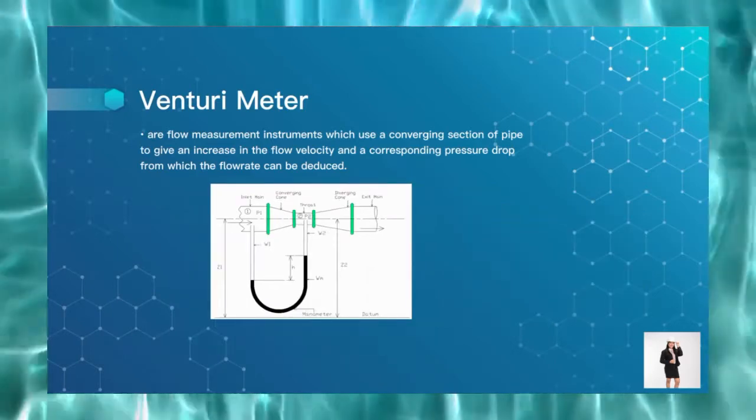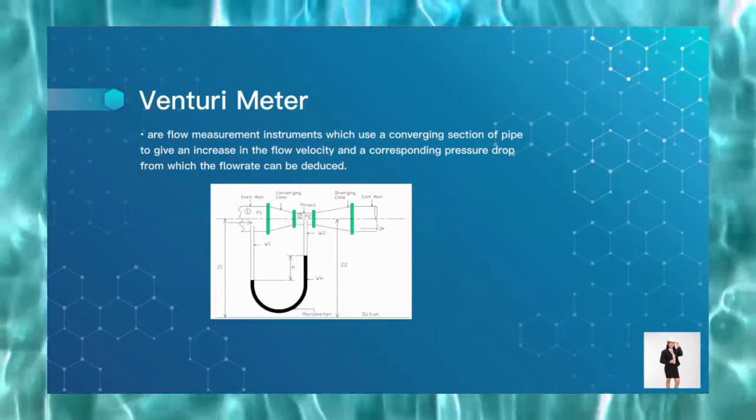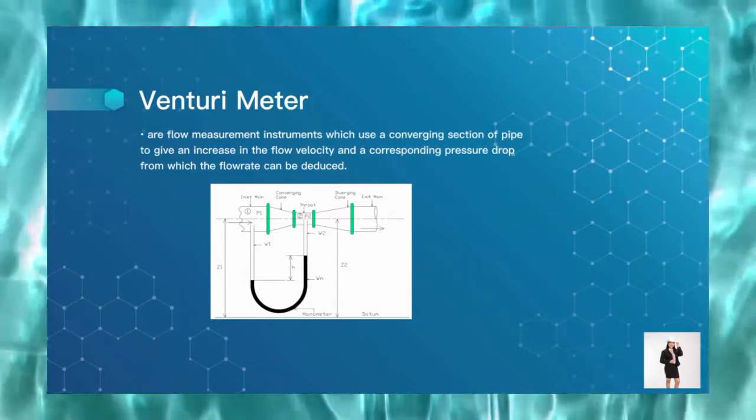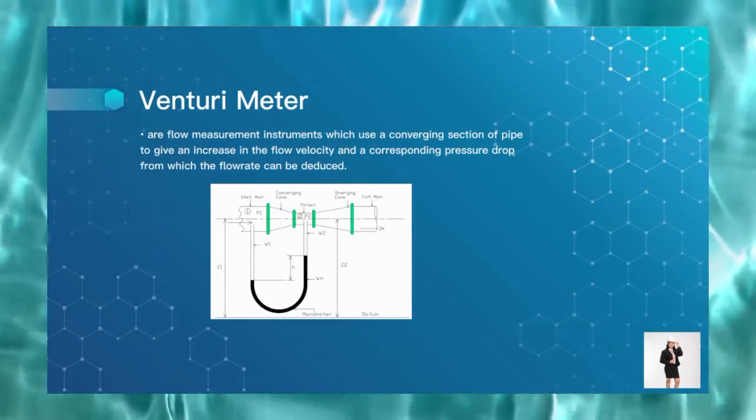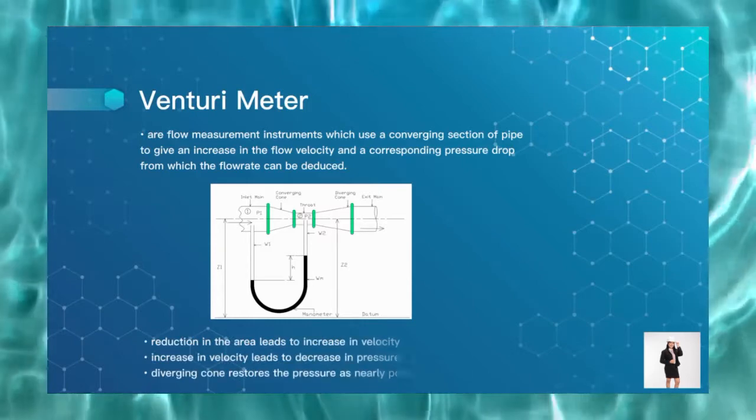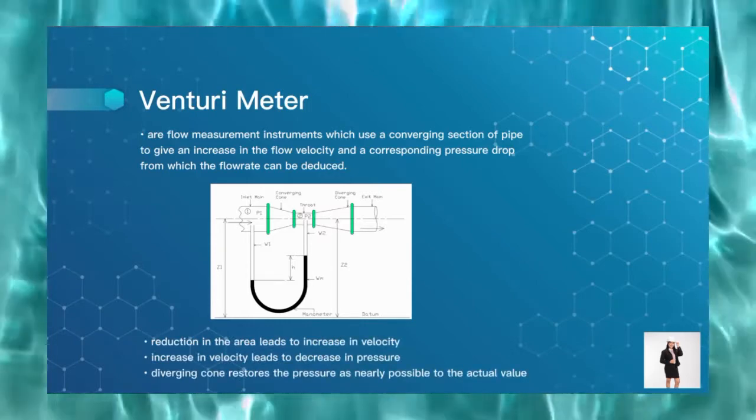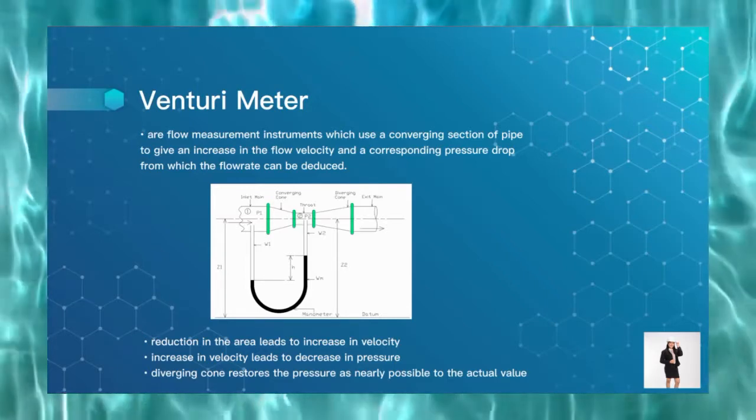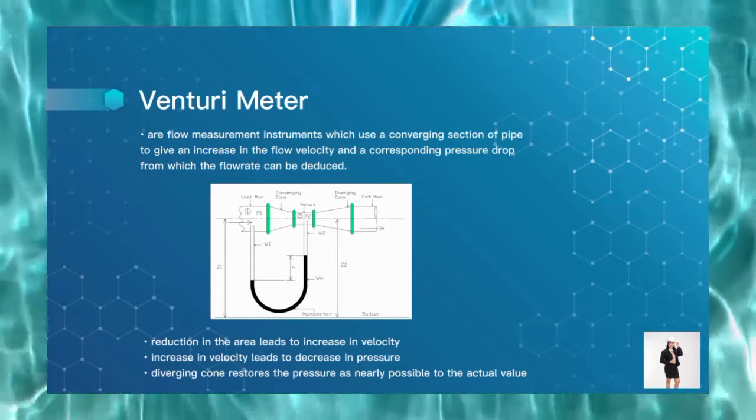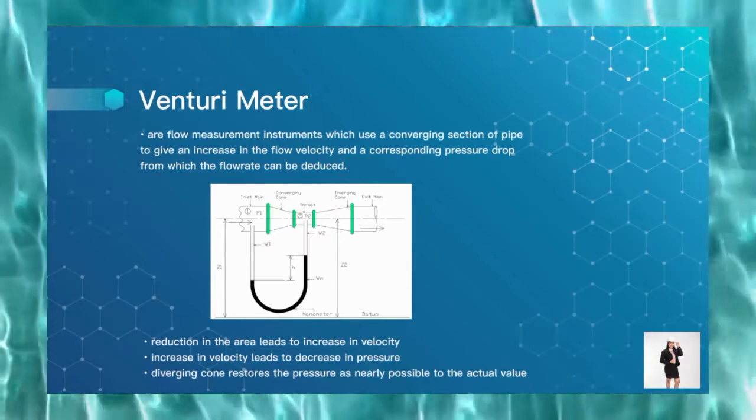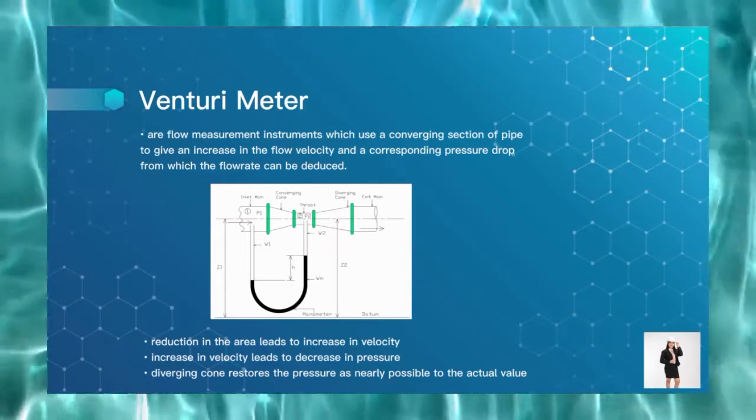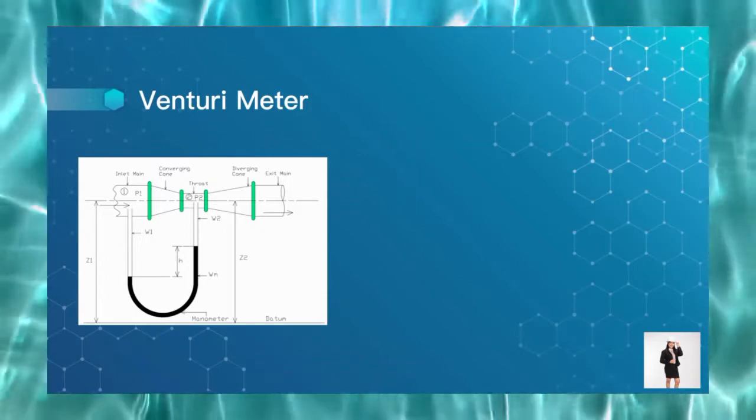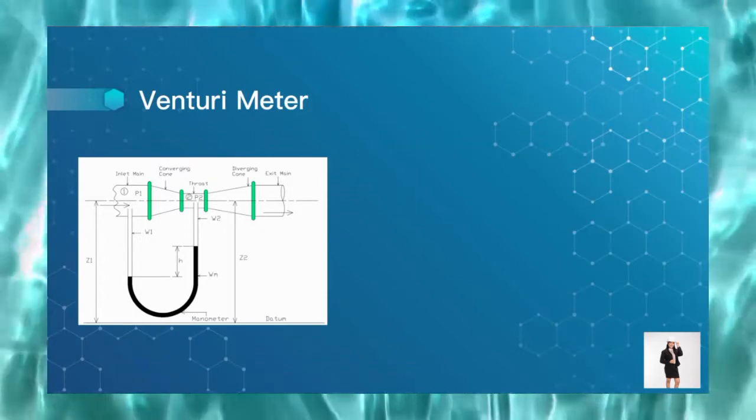Now, when the fluid enters the throat of the venturi, since it is smaller than the area of section 1, the fluid must travel faster in order to maintain the same volumetric flow rate as at the area of section 1, and this increase in velocity at the area of section 2 decreases the pressure in the area, which follows Bernoulli's equation. After passing through the throat, the fluid travels to the diverging cone, which restores the pressure nearly to the actual value. So a venturi measures a fluid's flow rate by reducing the cross-sectional flow area in the flow path and generating a pressure difference.